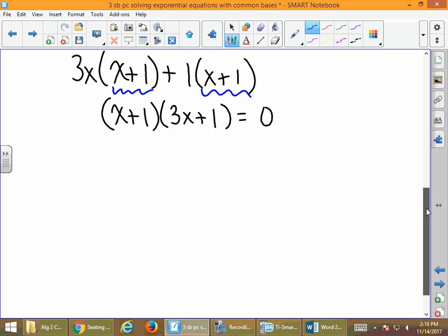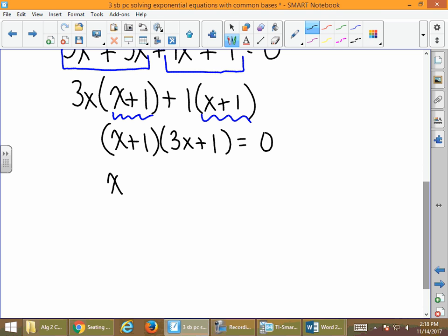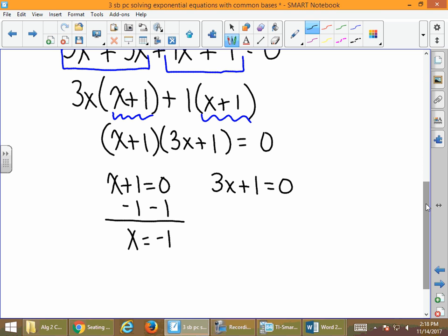We've got x plus 1 equals 0, and 3x plus 1 equals 0. Subtract 1 from both sides, and we get x equals negative 1. And then subtract 1 from both sides, and we get 3x equals negative 1. And divide both sides by 3. So x equals negative 1/3.